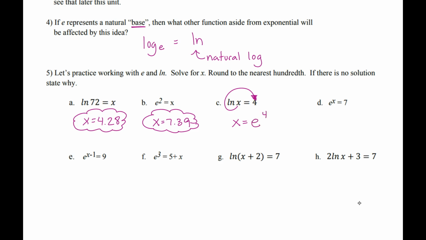If you don't like the roll, you can just remember, anytime you have ln of x, you raise both sides to the power of e, and the ln and the e cancel, so you have x equals e to the 4th power. Done.